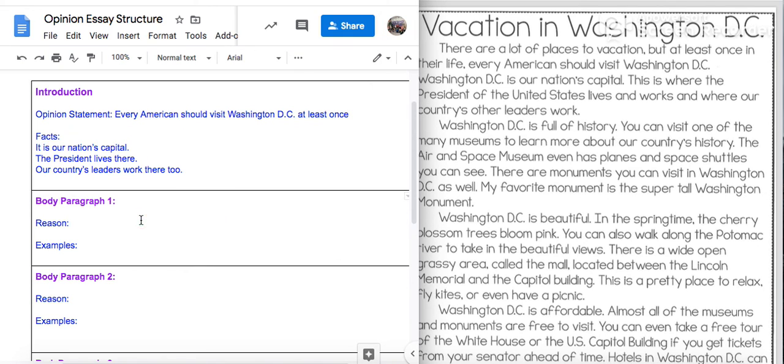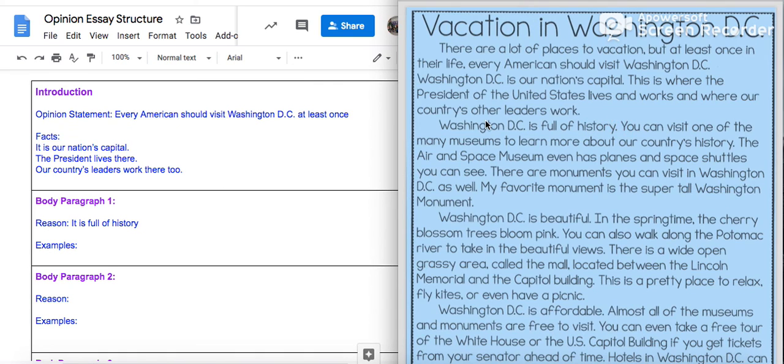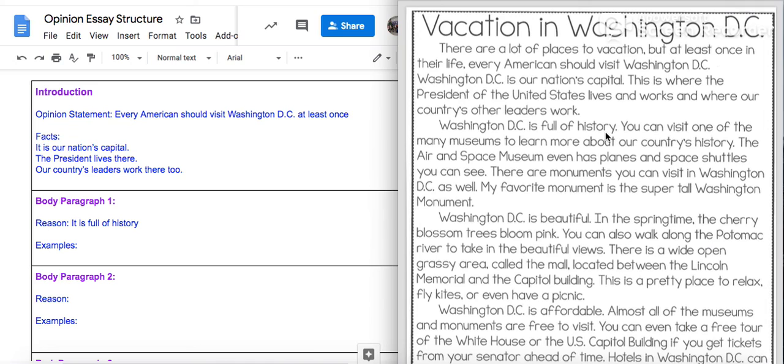So her reason number 1 for why every American should visit D.C. at least once is it is full of history. You can see that that is her first sentence in body paragraph 1. You want to start right away with your reason.